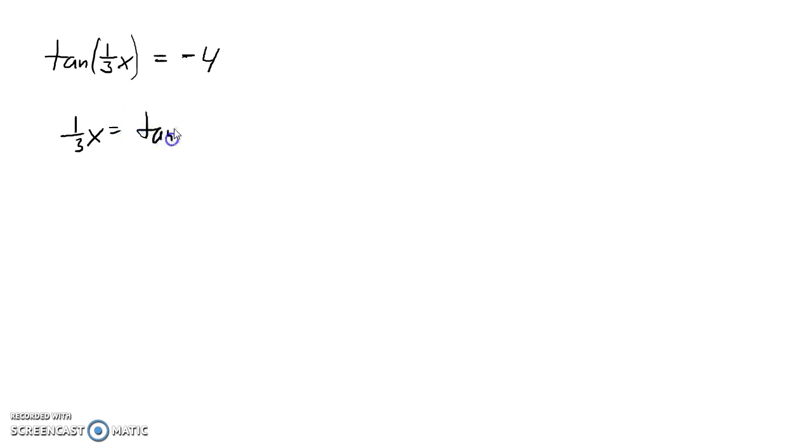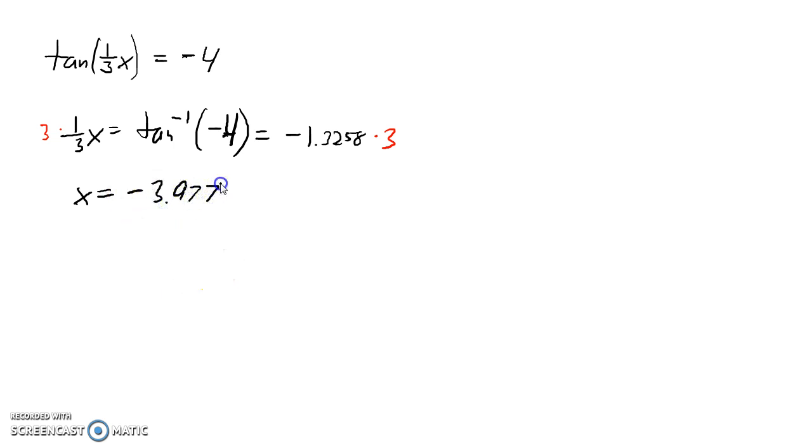So we could again use tangent inverse. Tangent inverse of -4 is, let's see, negative 1.3258. And then to solve for x here, we would multiply both sides by 3, and we'd have x equals negative 3.9775 roughly. All right, so there's my first solution. Admittedly, it's negative, but that's okay.